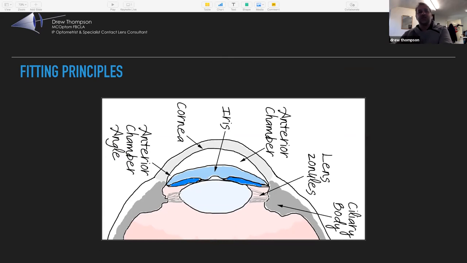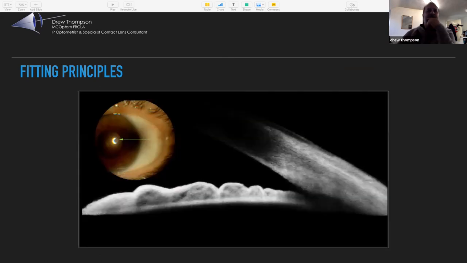But actually, that's not true. If you look at an OCT, you can see that the cornea and the sclera are virtually the same curvature at the limbus. So there's no bulging at all, really. And that's where that becomes an advantage with these larger RGP lenses, because we can bridge the cornea quite easily.